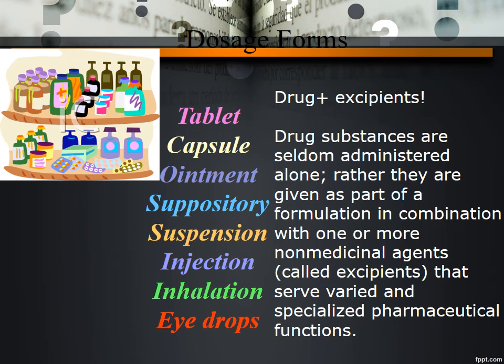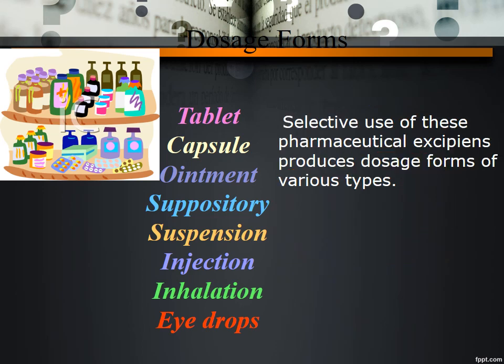Okay. The drug is seldom administered alone, and rather is given as part of a formulation in combination with one or more agents that are called excipients. Okay, and the selective use of these pharmaceutical excipients produces dosage forms of various types. If you need tablets that bind together, perhaps you need to add a binder. And if you do not need to bind the particles together, you can put your tablets into a capsule and so on and so forth.